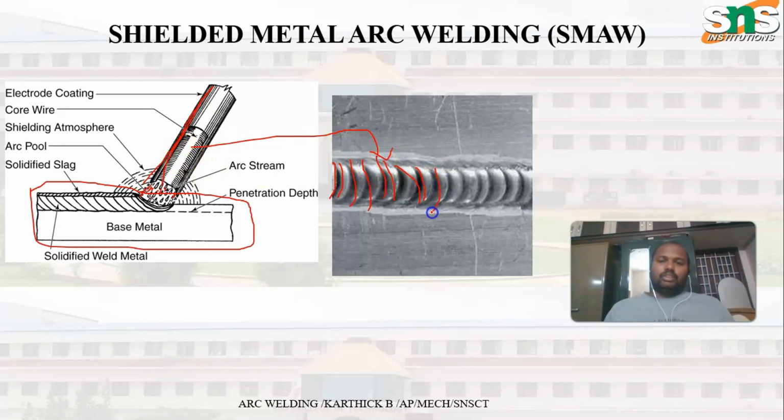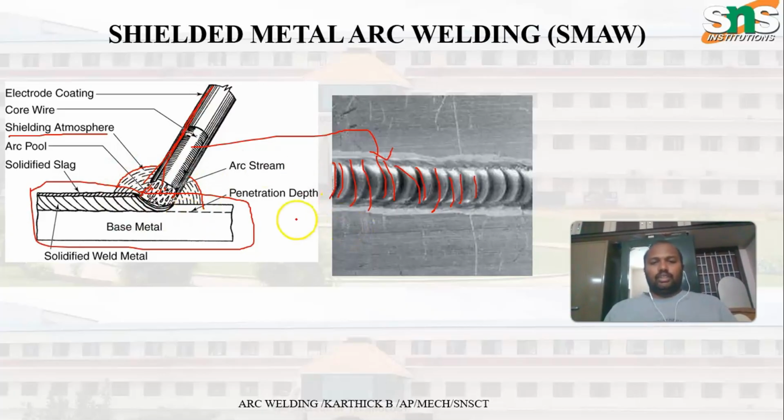So you can see this is the bead over the plate. Then, as I already said, the flux which is around the electrode forms the shielding atmosphere in order to avoid contaminants coming into this welding area, right?